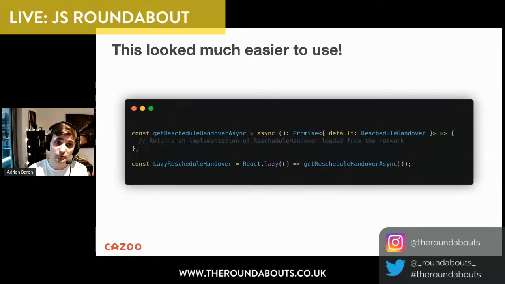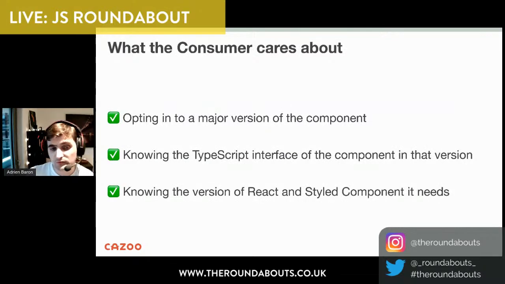From the consumer perspective, that API was much nicer to use. They didn't have to call an external network API or whatever. They just had a function that they call and they get a component and they just put it in suspense and that's all they have to do to consume it. What the consumer cares about is saying, hey, given a major version of that component, what's going to be the type of the component I'm going to get, what the interface looks like, and what version of React and styled-components do I need at runtime for this thing to work inside my app.